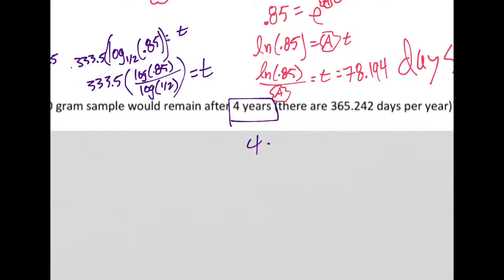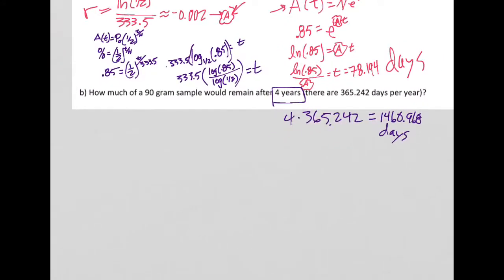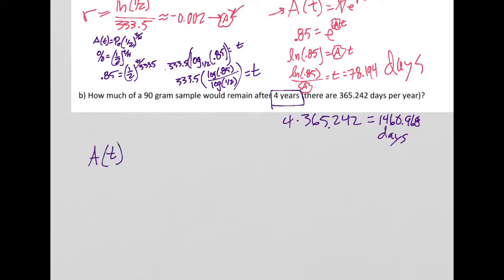So multiply 4 years by 365.242 days per year, and you should get a number that I probably should have calculated ahead of time, but I didn't. But anyways, that number is 1460.968. And so that's going to be our unit of time, the days. And so how much of a 90-gram sample remains? Well, I'm going to use our other formula, the A of t, the one with the base of 1/2, because then I don't need to find my rate. I mean, I already found it, but I'm doing this anyways.